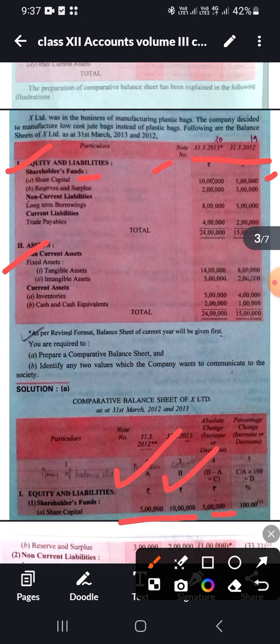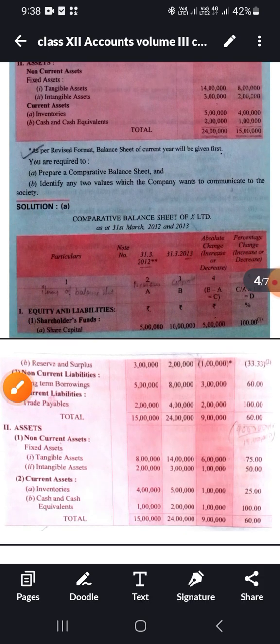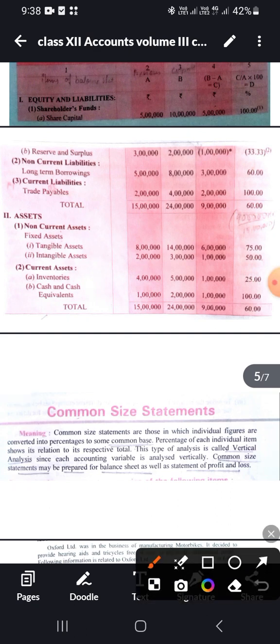Then you have to calculate D by using the same formula, C divided by A into 100. That means 5 lakh divided by A, that means 5 lakh. 5 लाख से 5 लाख क्रॉस हो जाएगा तो 1 आ जाएगा, into 100 करेंगे, that means the answer will be 100%. Same concept applies for the liabilities and for the assets, and then you have to check here that the total of liabilities of the balance sheet is equal to the total of assets.